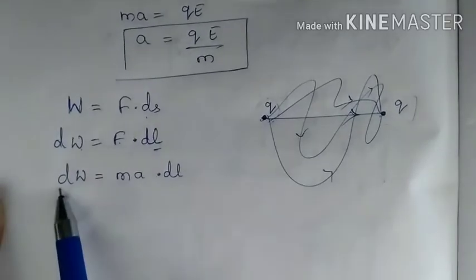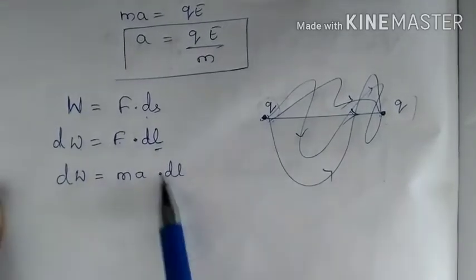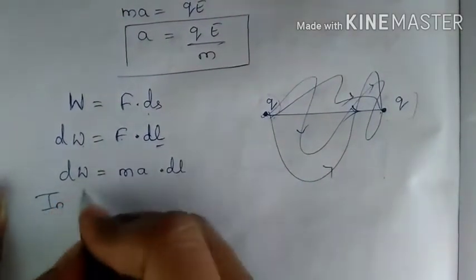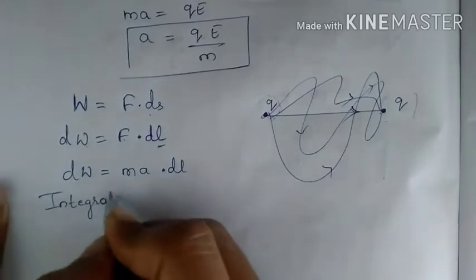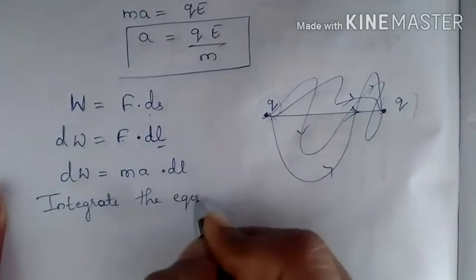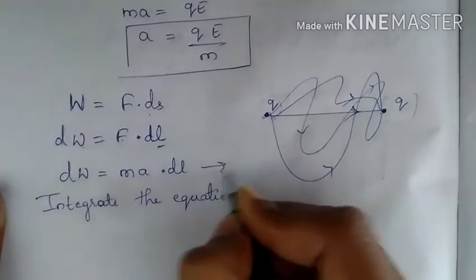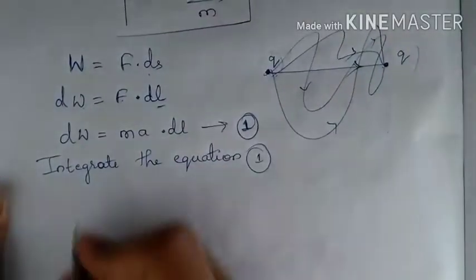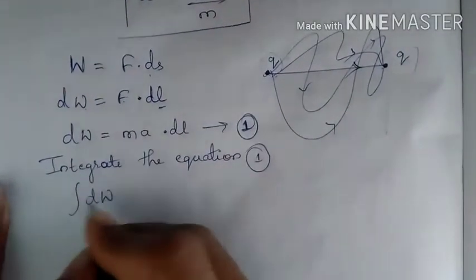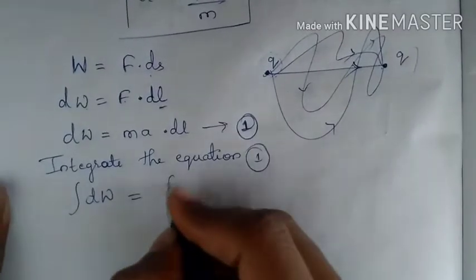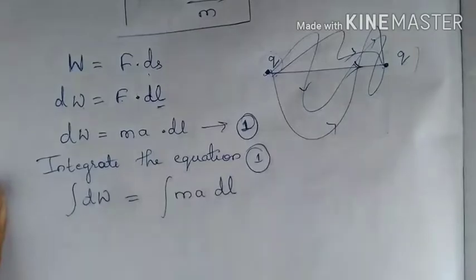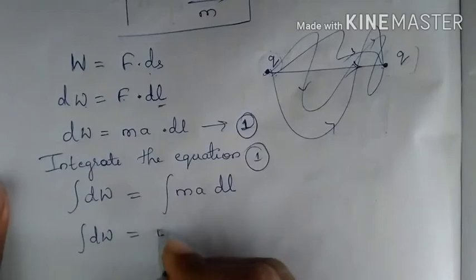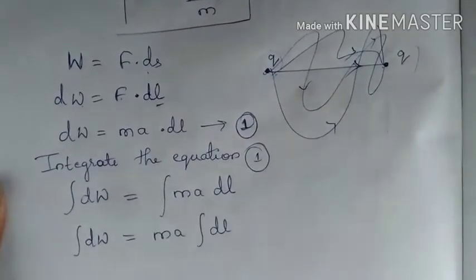Now again we need to eliminate d. To do that, what do we have to do? We have to integrate the equation. Let us call this equation 1, and let us integrate equation 1. So, how do we integrate? Integration of dW is equal to integration of MA dl. So I can write this equation as integration of dW is equal to MA integration of dl.